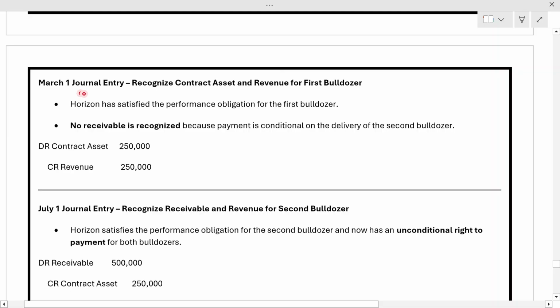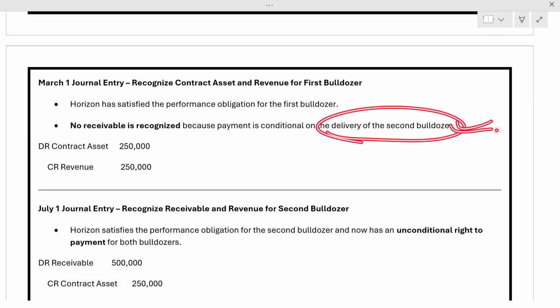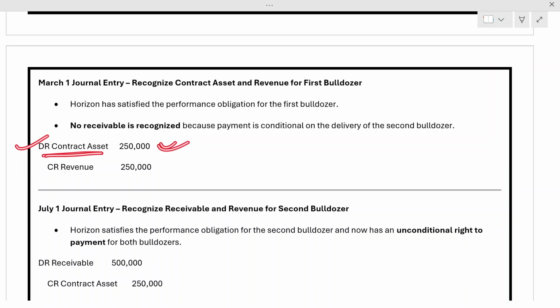So here, the journal entry will be to recognize the contract asset and revenue for the first bulldozer. As we all know, Horizon company has satisfied its performance obligation; it has transferred its first bulldozer. But on 1st March there is no receivable. Why? Because the receivable will be recognized only when the second bulldozer is delivered. So in that case we can't debit the receivable, we need to debit the contract asset of $250,000, and that gives rise to the revenue of $250,000.